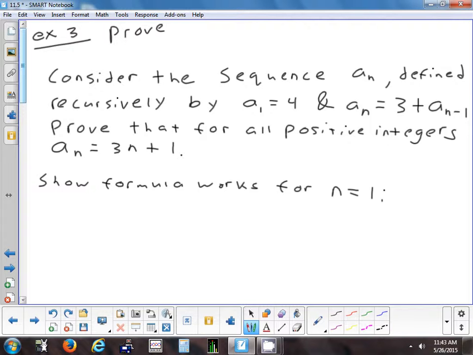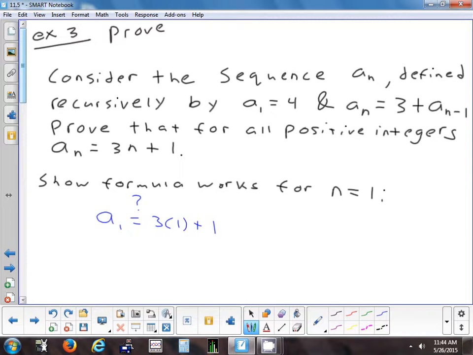Okay, how would I show that the formula works for the base case? What do I have to plug in? James? 4. What number are we? Well, not necessarily what the first term is, but what would n be in the base case? Oh, 1. You have to show that this and this come out the same. If you plug 1 into your explicit formula, do you get the first term in sequence A?